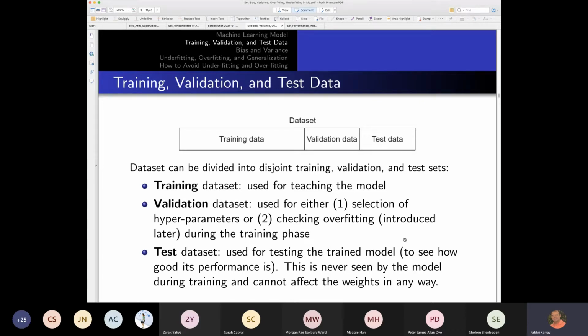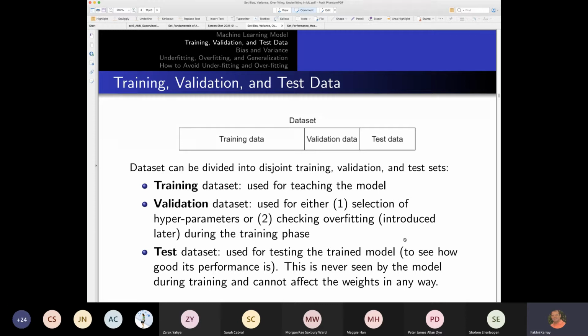This is the most common type of definition that we are familiar with and that you find in many textbooks. So the data set can be divided into disjoint training, validation, and test sets. When we extract a set of data from a particular process for which we would like to build a model, we divide the data into three categories. The first one is training, which is used for teaching the model.